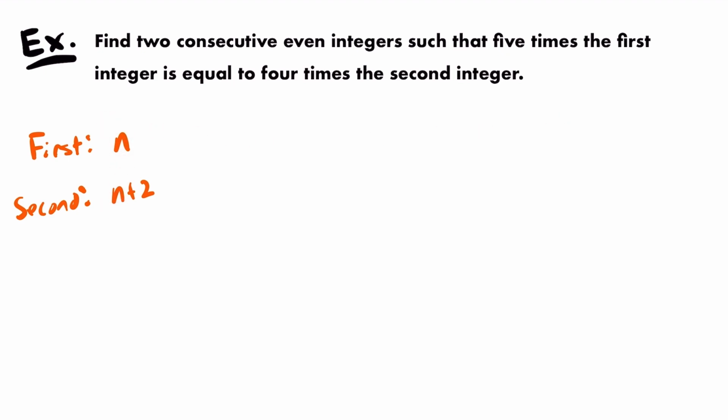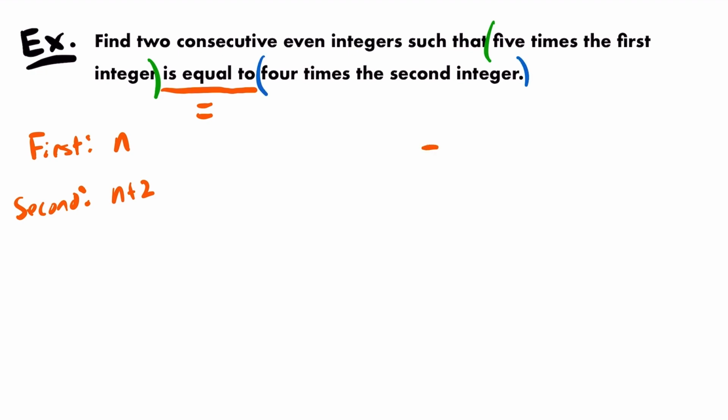We can translate this into an equation that we can then solve to help us find these two consecutive even integers. And the first thing that should really stick out to you is this phrase "is equal to." Remember from the beginning of this lesson that we said that that refers to an equal sign. So what that means is everything before it, which would be 5 times the first integer, will be set equal to everything after that equal sign, which is 4 times the second integer.